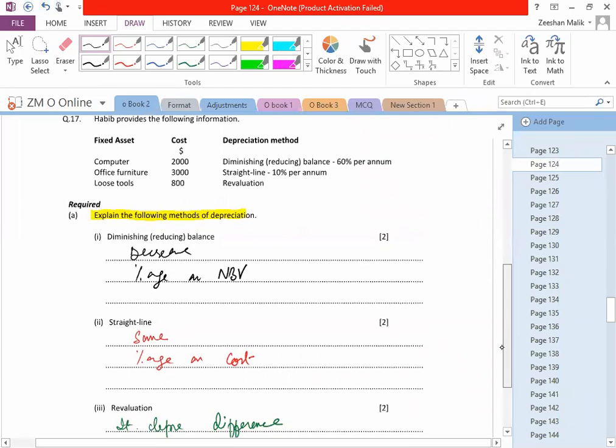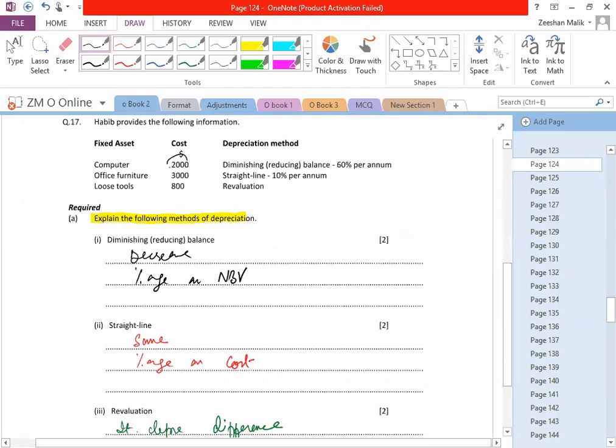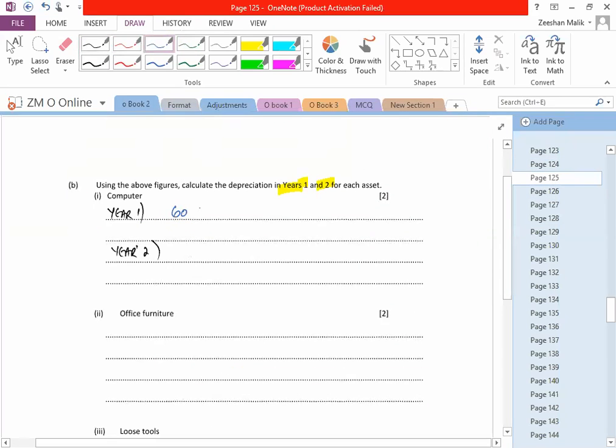They said for computers, computer is 20,000. Diminishing balance method 60%. Shall we start? Kindly do it. 60% of 2,000. Everybody kindly use your calculators, verify. This will be 1,200. This is diminishing balance method, reducing balance method.